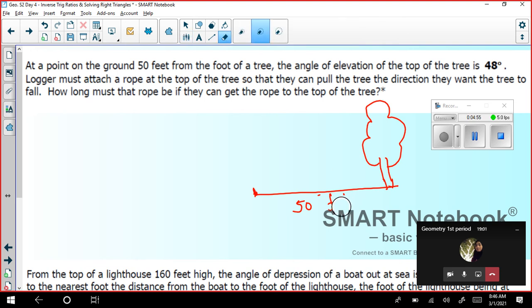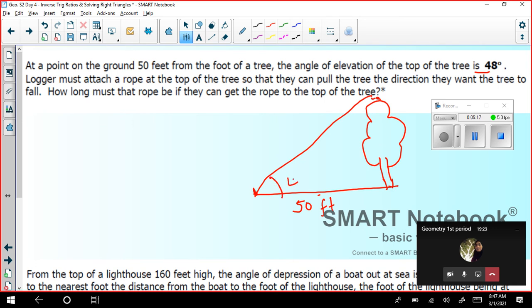And what else is given? The angle of elevation of the top of the tree is 48 degrees. This is the top of the tree, and this particular angle is 48 degrees.